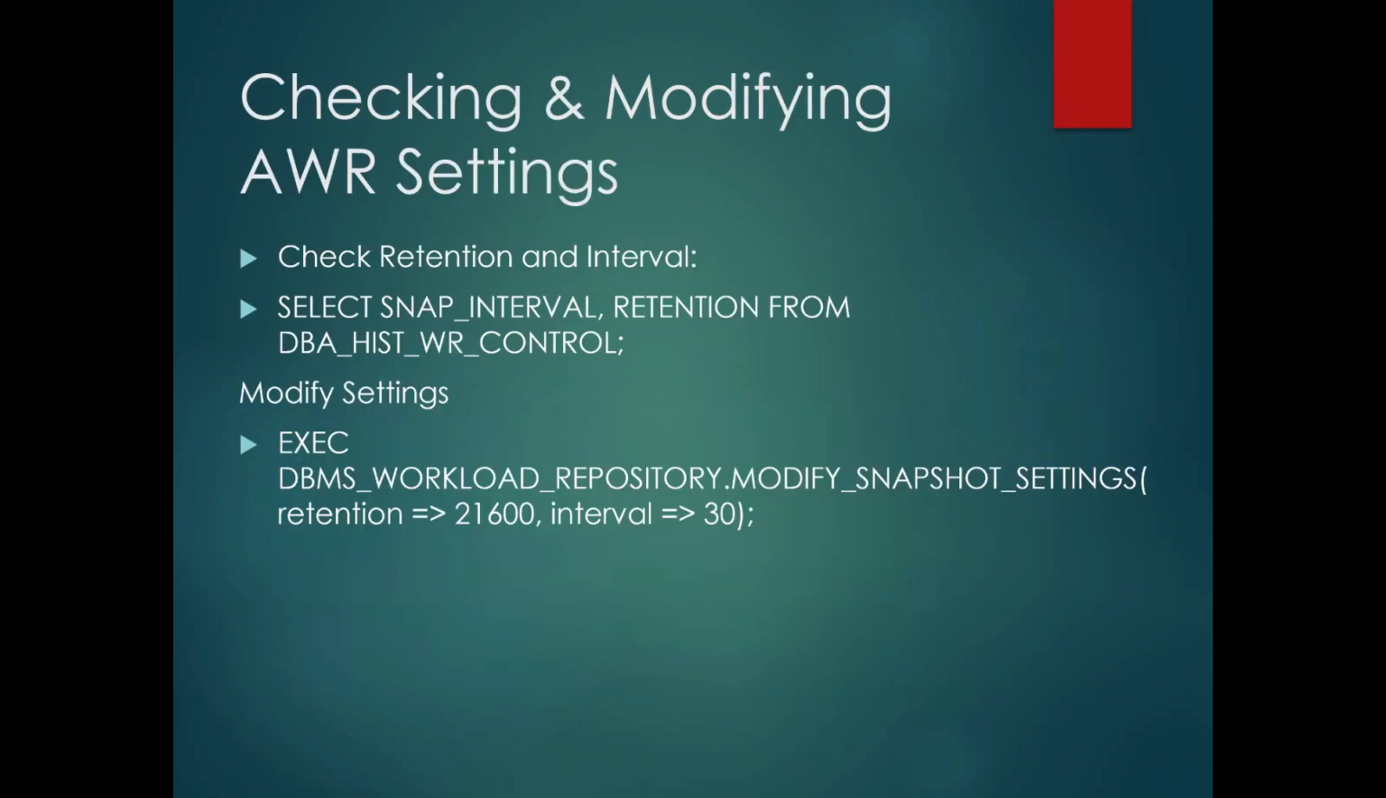How do you check the AWR settings in your environment? You can just type: select snap_interval, retention from dba_hist_wr_control. You can fire this command and easily get your details. If you want to change your AWR retention in your environment, you can use the PL/SQL below to change your retention period.